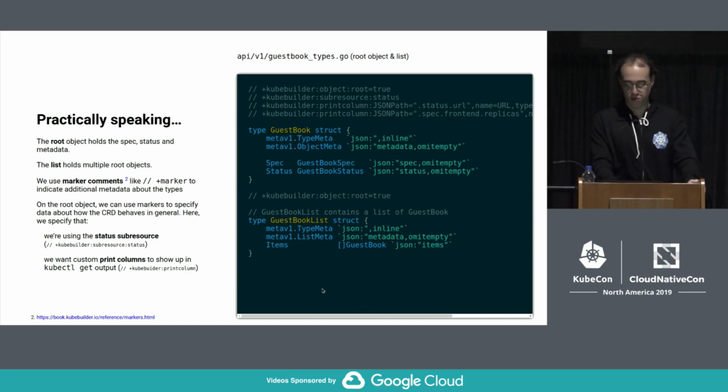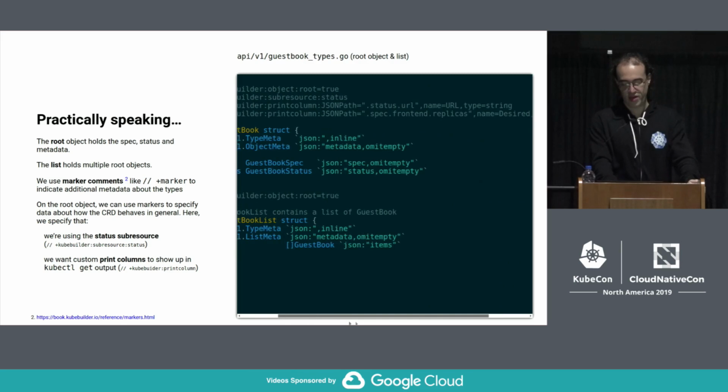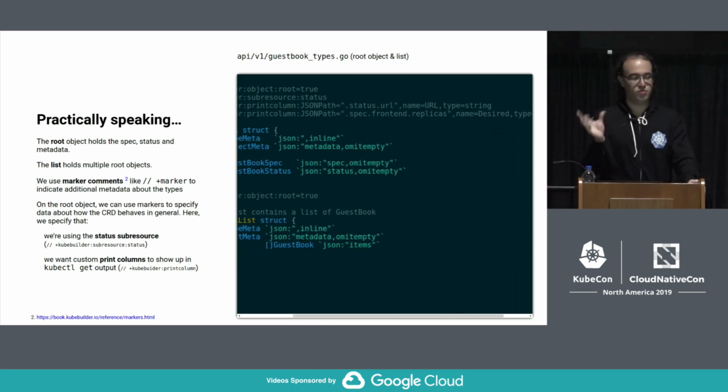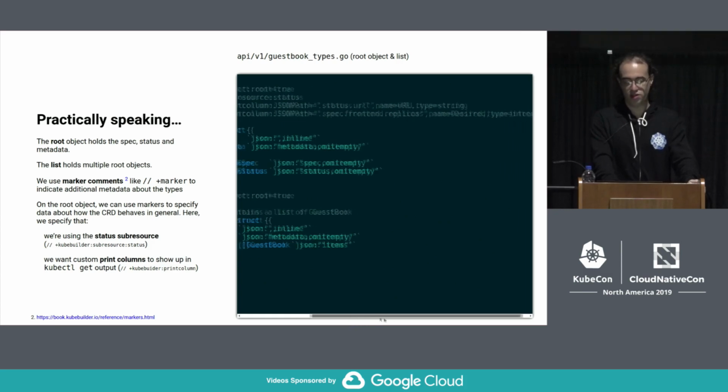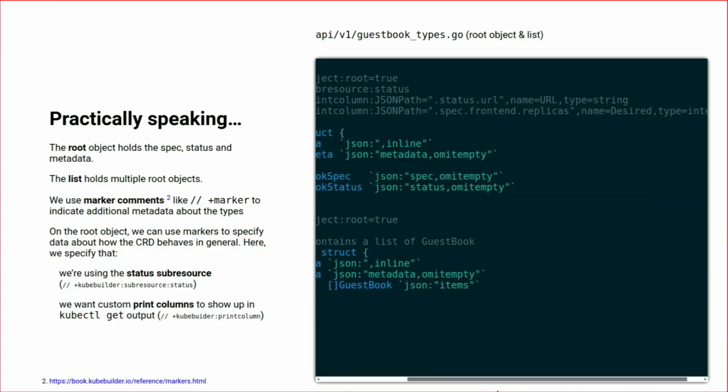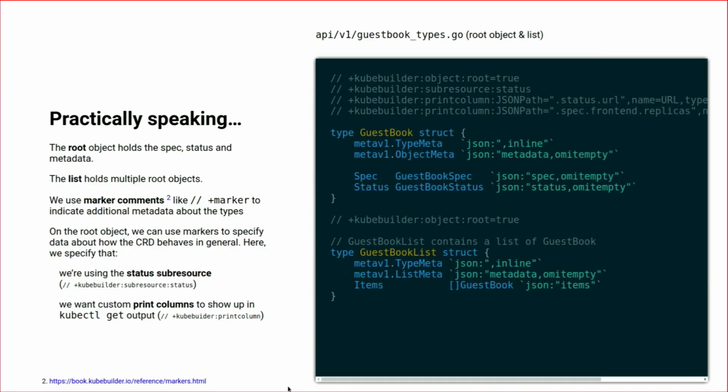So here, we've added two print columns. We add one for URL, which we're going to be exposing in our status. And we add one that shows the current desired replicas from our spec. And this way, when we type kubectl get guestbooks, instead of just seeing name and creation timestamp, we see some useful information that is a summary of all of our guestbook instances.